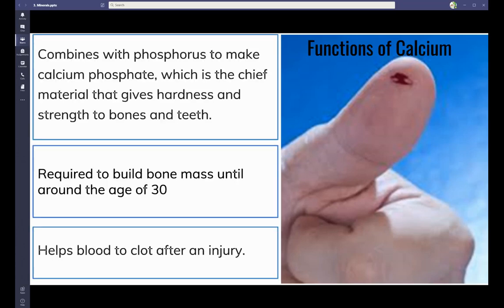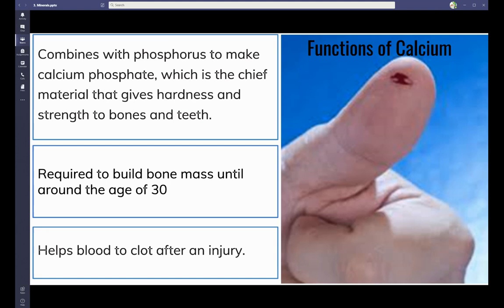So looking at calcium first of all. Calcium, we know already, combines with phosphorus to create calcium phosphate, which is the main material that gives our bones and teeth their hardness. So if you're lacking in any of these, if you're lacking in calcium or phosphorus, and as we spoke about in our vitamin slide, vitamin D, then you would be at risk of having weak bones and teeth.